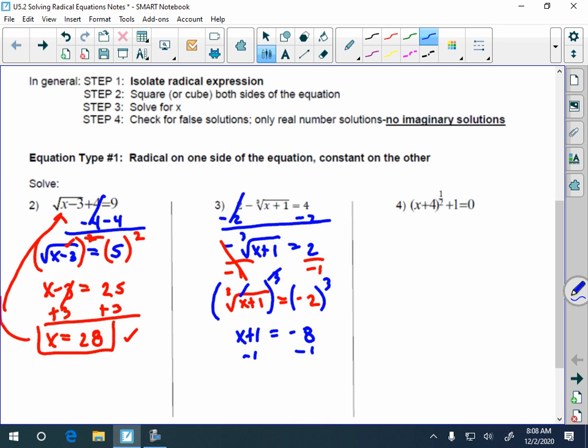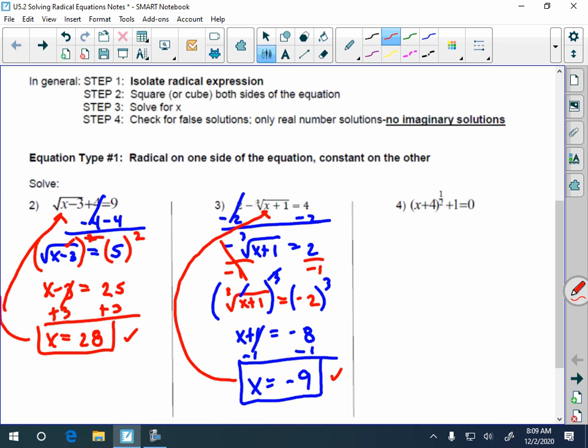Subtract the 1 over. So we get x equals -9. All right, so again, we take that -9 and we could substitute it in and check. -9 plus 1 is -8. The cube root of -8 is -2. And then 2 minus -2 is the same as 2 plus 2. That's 4. So yeah, it does work.